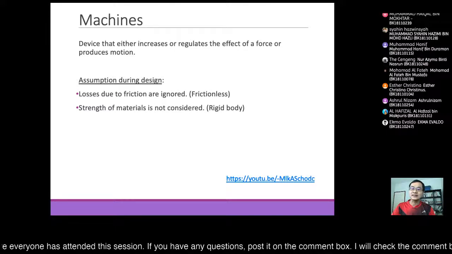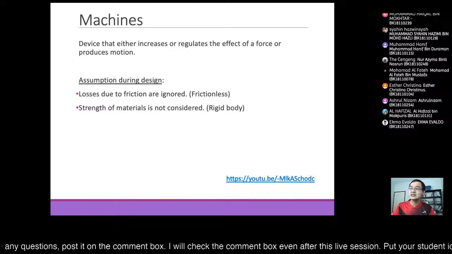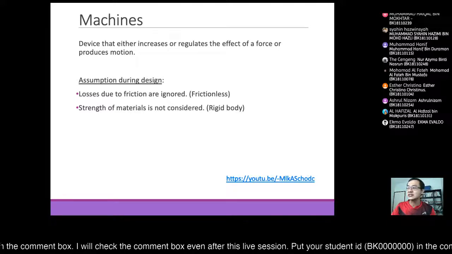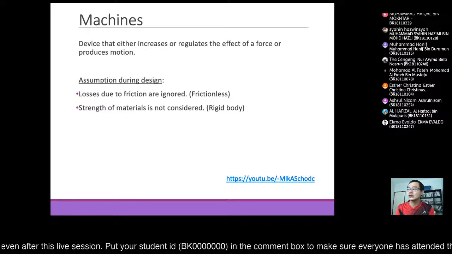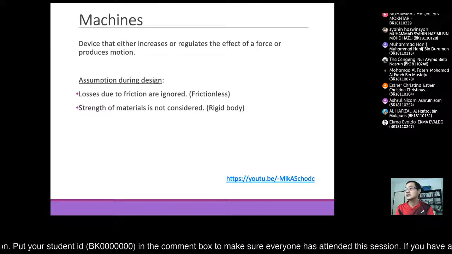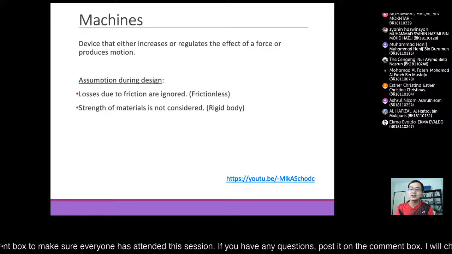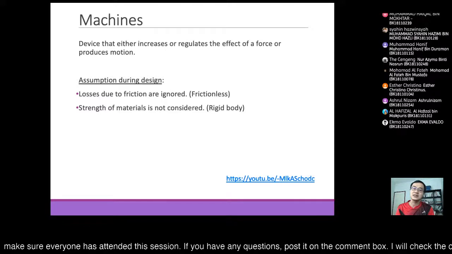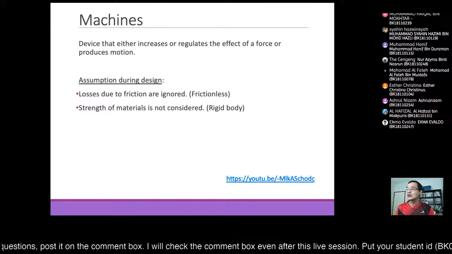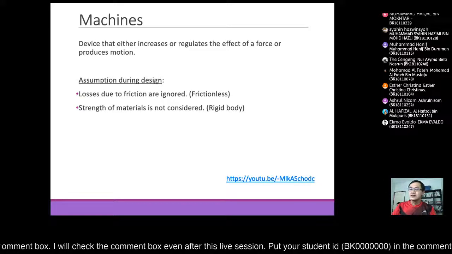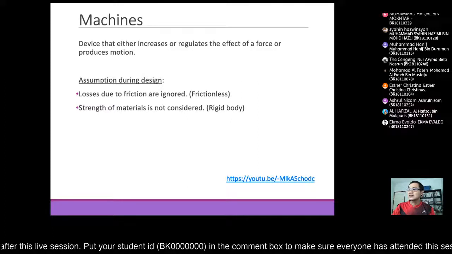From those assumptions, later on we can put some compensations in our designs to cater for the losses. We may assume the losses are ignored, maybe due to friction mostly. Also the strength of the material is not considered in most cases, especially in the structural part, just the forces and so on. So that will give us a good idea to start the design.